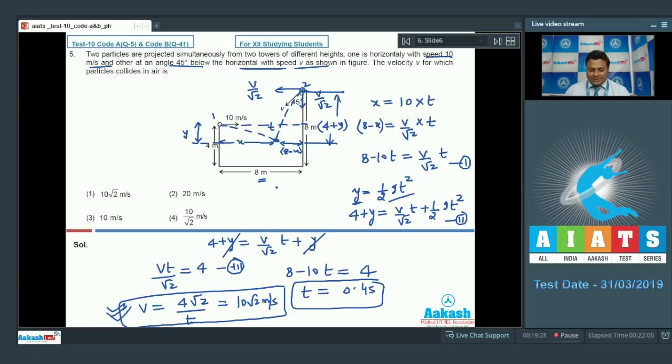So this will be the final answer, and after looking at the options, we can say that option number 1 is absolutely correct. So we will go with option number 1. 10 root 2 meter per second will be the initial velocity of particle number 2. Now let us proceed to the next question.